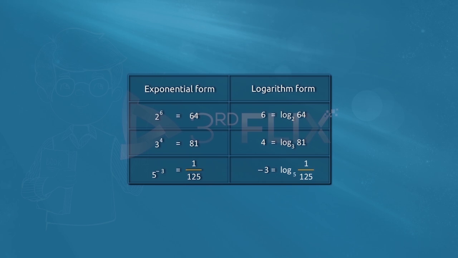Exponential form: 2 to the power 6 equals 64. Logarithmic form: 6 equals log 64 base 2. Exponential form: 3 to the power 4 equals 81. Logarithmic form: 4 equals log 81 base 3. Exponential form: 5 to the power minus 3 equals 1 by 125. Logarithmic form: minus 3 equals log 1 by 125 base 5.